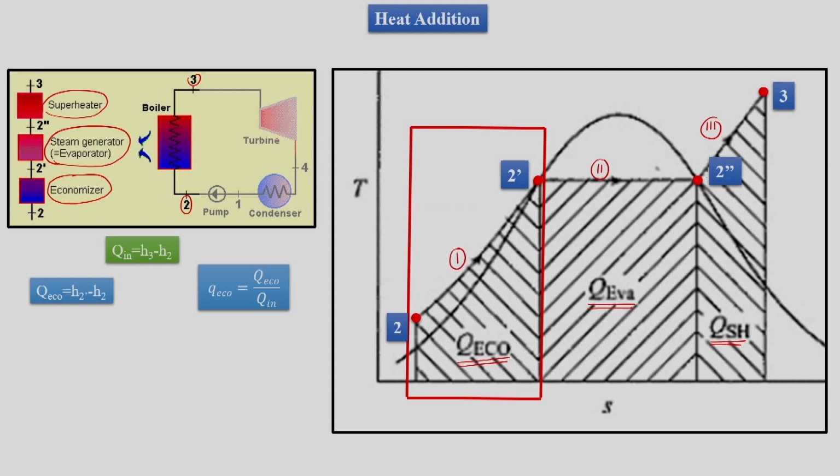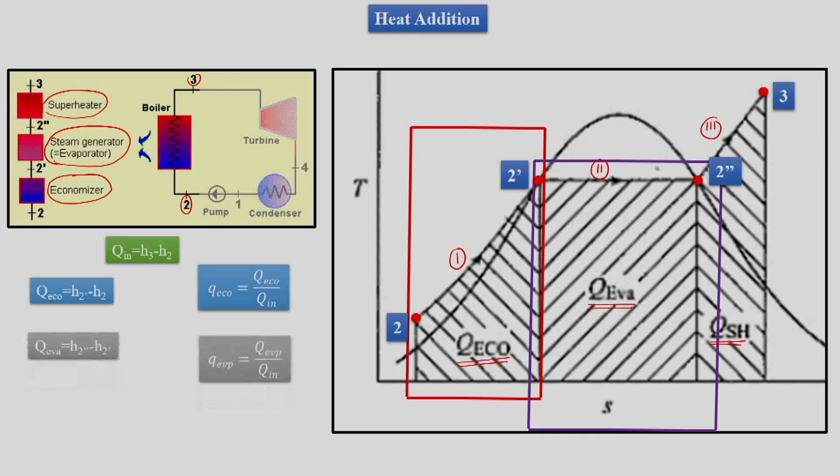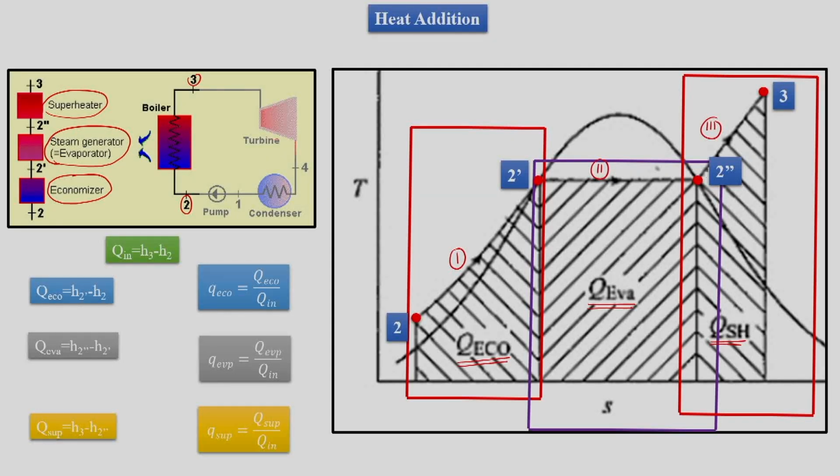So small q economizer is the fraction of heat added in the economizer out of total heat addition. Then we have Q evaporator, which is H2 double dash minus H2 dash. So the fraction of heat added in the evaporator is Q evaporator divided by total Q in. Then we have heat added in the superheater, where H3 minus H2 double dash is Q superheater. So the fraction of heat added into the superheater is Q superheater divided by the total amount of heat added.